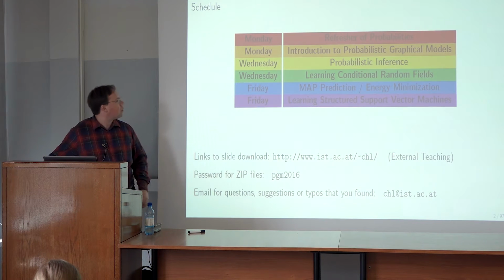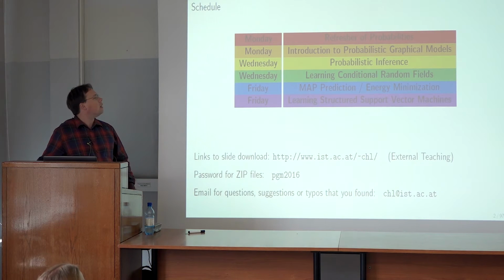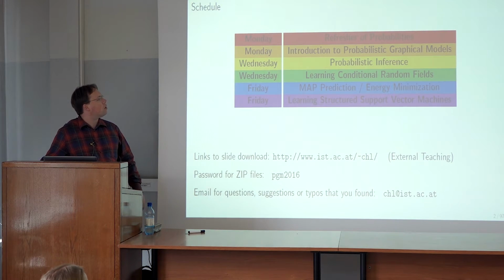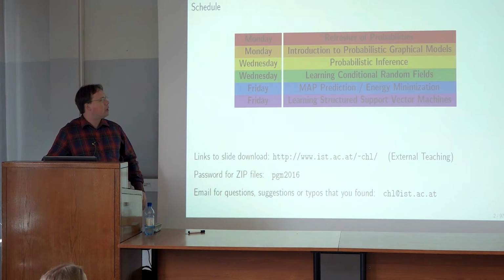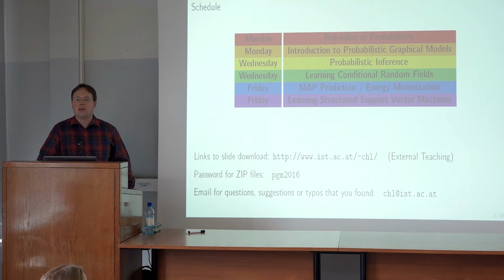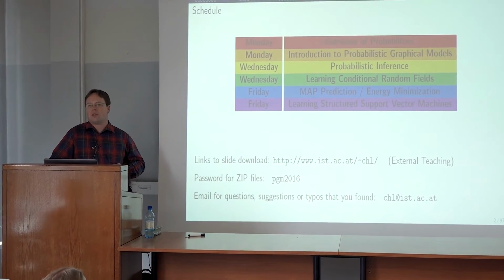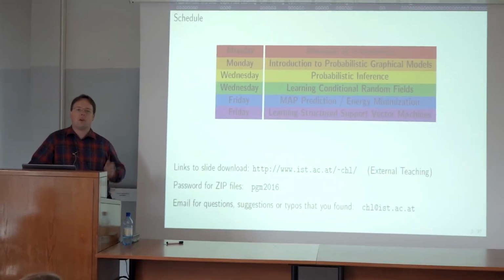Actually, we're still in the start on Wednesday, so today we're going to do the end of probabilistic inference, and then in a combined effort we will do learning conditional random fields, map prediction, anonymization, and learning structured support vector machines. And because that sounds like a bit too much, I cut out some of the best parts. So I will put the slides online with all the material, but I will leave out some parts that would be too much going into detail for today.